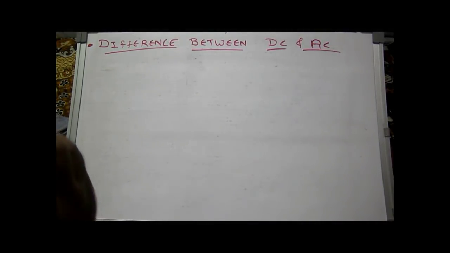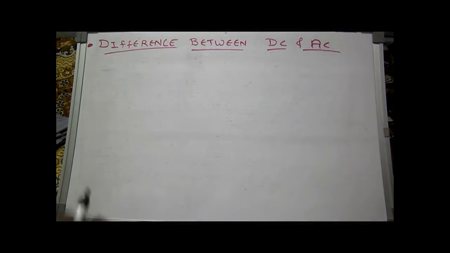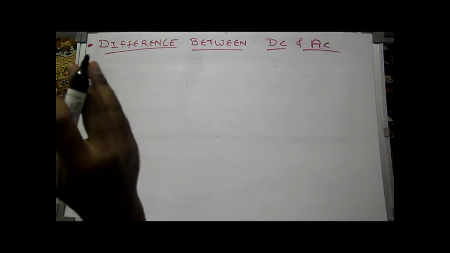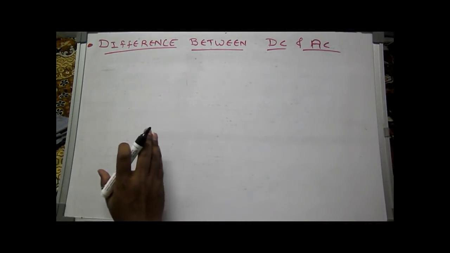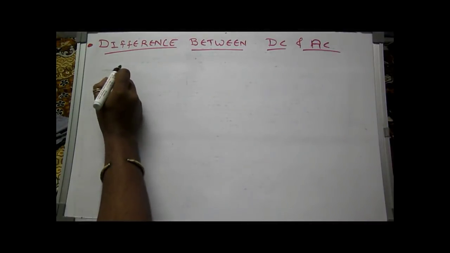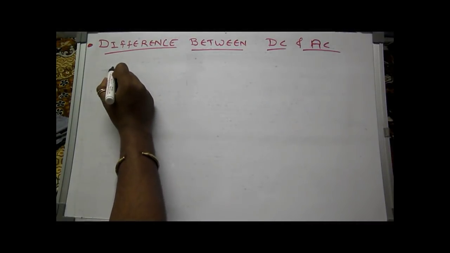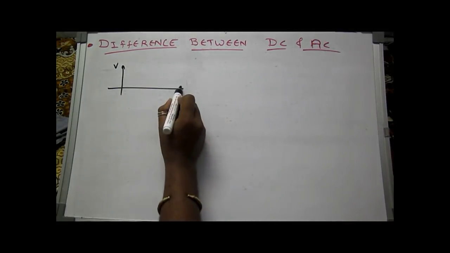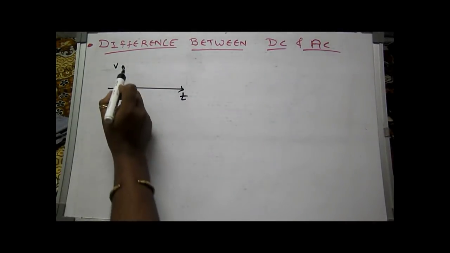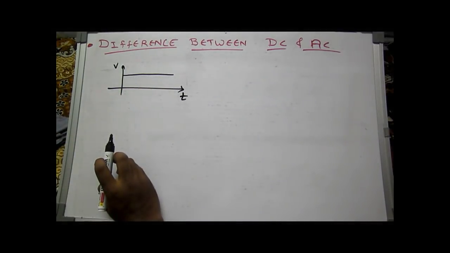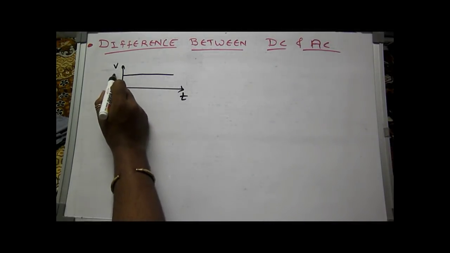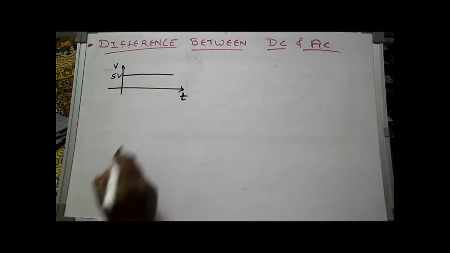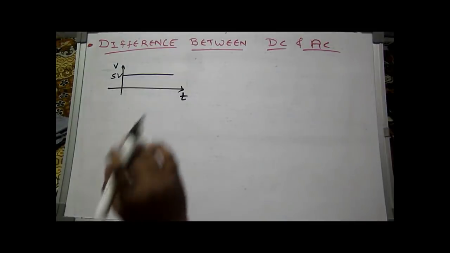In my last video, I told you about DC, that DC is direct current, AC is alternating current. In DC, voltage and current remain constant throughout the time. Means if this is my y-axis, which is voltage, and this is my x-axis, which is time, then the voltage will remain constant throughout the time. It will not go below zero. That means if this voltage level is 5 volt, then it will remain 5 volt throughout the time.